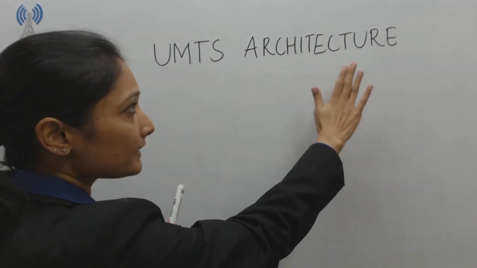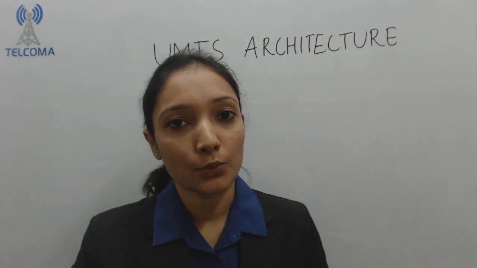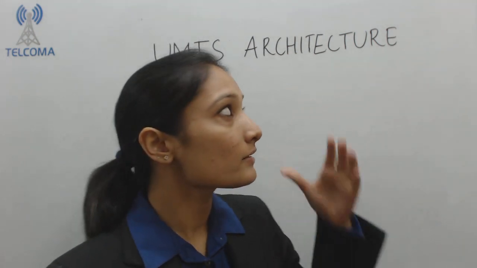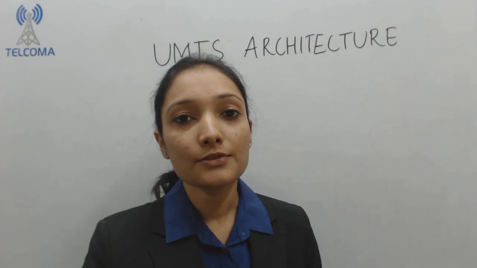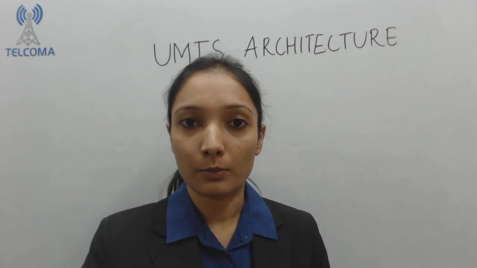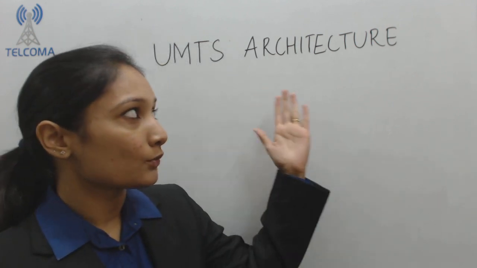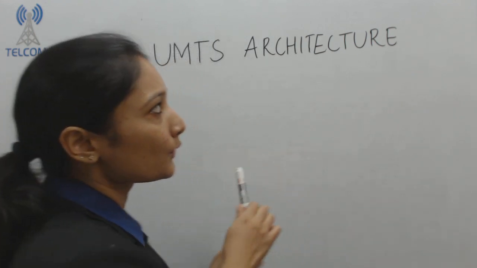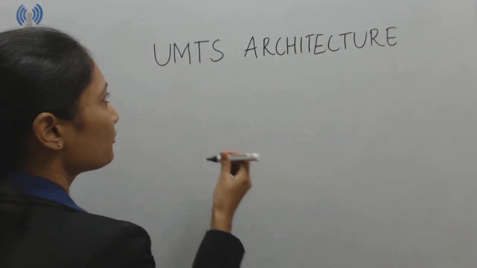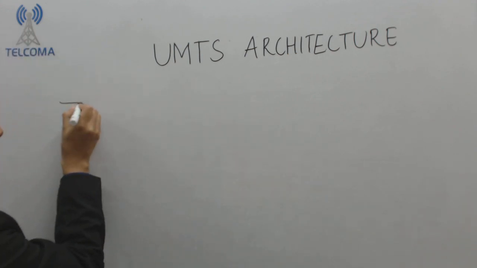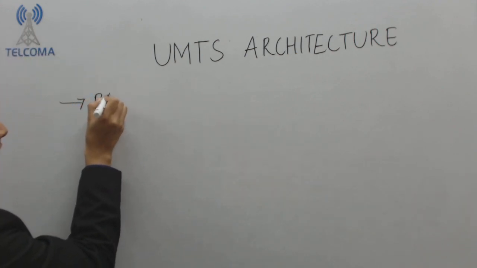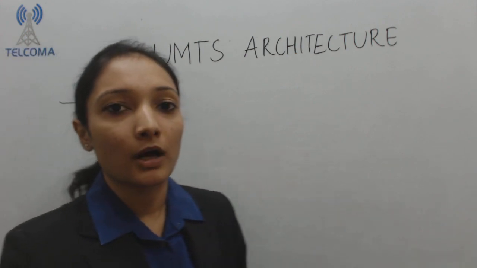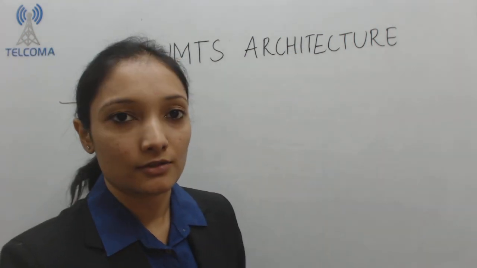So basically, the architecture of any network comprises different radio configurations, that is the radio equipments. When these radio equipments are configured properly, then we get a network in a fully working mode. So today we will be discussing the radio access network part of the UMTS architecture.